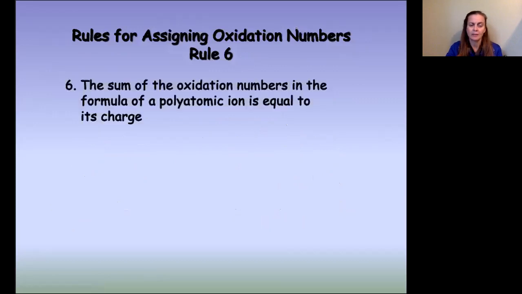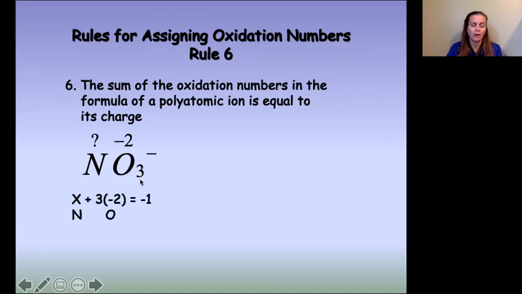Last rule. The sum of the oxidation numbers in the formula of a polyatomic ion is equal to its charge. So if we look at the nitrate ion, we're going back to the oxygen rule. We know that oxygen in a compound has an oxidation number of -2. There are 3 of them. So 3 times -2 is -6, and they have to add up to the charge of the polyatomic ion, which is -1. So we know the oxidation number of nitrogen is something plus -6 equals -1. So the oxidation number of nitrogen has to be +5.